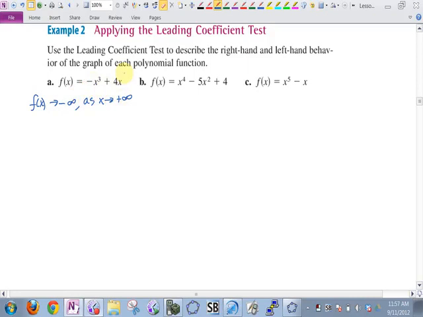X approaching positive infinity means going forever to the right. F of x approaching negative infinity means going forever down. So as you move to the right on this graph, it will plunge down to negative infinity. And then we can say f of x will approach positive infinity as x approaches negative infinity. Okay? So, down to the right, up to the left, looks like this. Right?